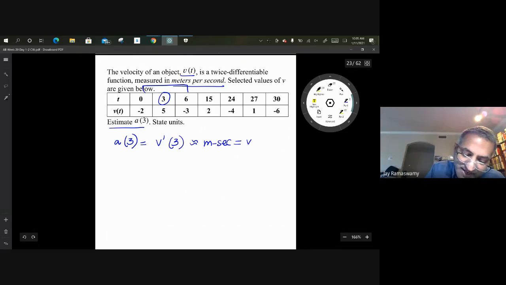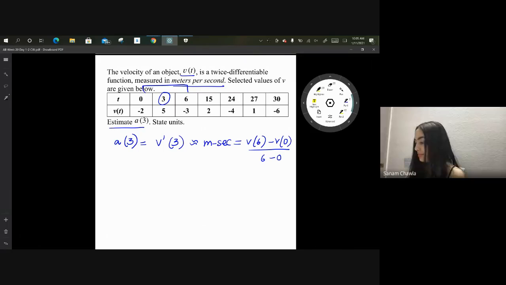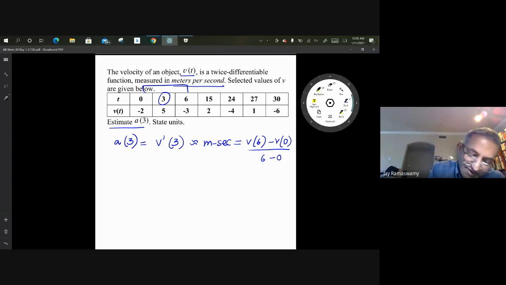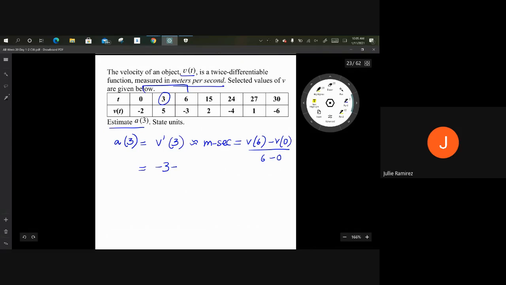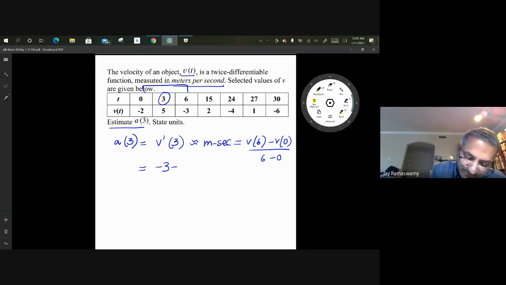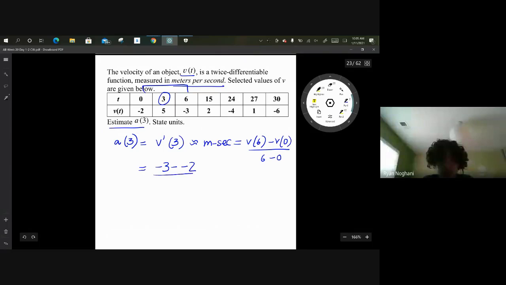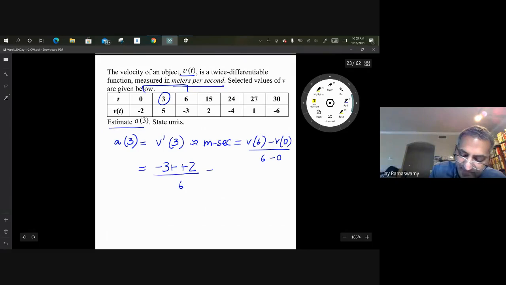Okay, see if this comes back. Is that v of 6 minus v of 0 over 6 minus 0? Does it vaguely come back? Correct? If I'm finding a derivative from a table. V of 6 is given to be -3, minus v of 0 is given to be -2. So -3 minus -2 over 6. Is that -1/6?